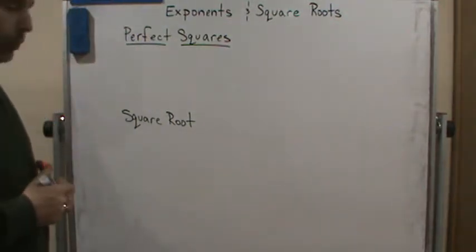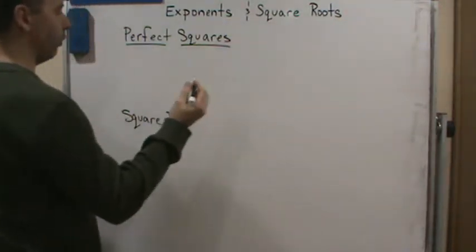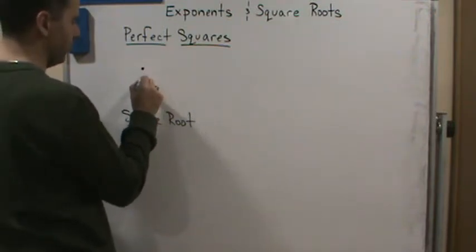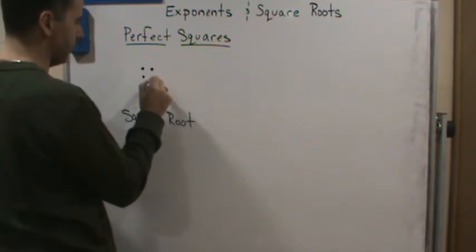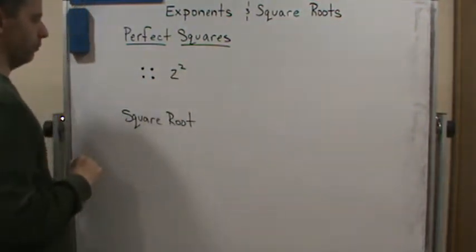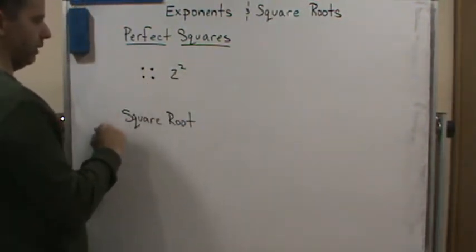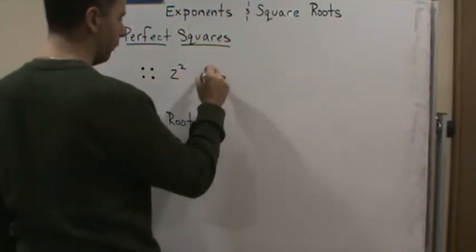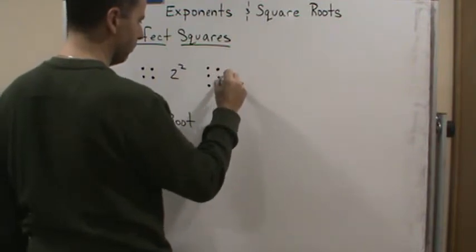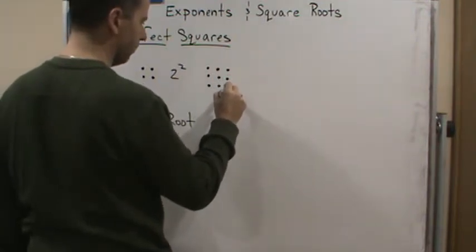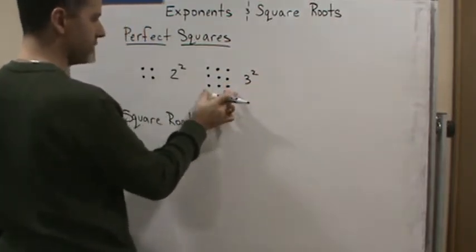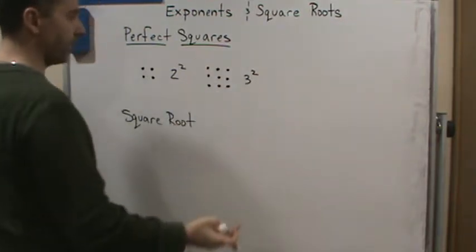Well, the perfect square comes from the Greeks way back when, where they would take squares of dots. So we would do something like this, and this would represent 2 squared, right? Because it's 2 by 2. So we'd say 2 squared. Or if we had this square, okay? And so this would represent 3 squared, right? It's a square of dots where it's 3 on one side, 3 on the other.